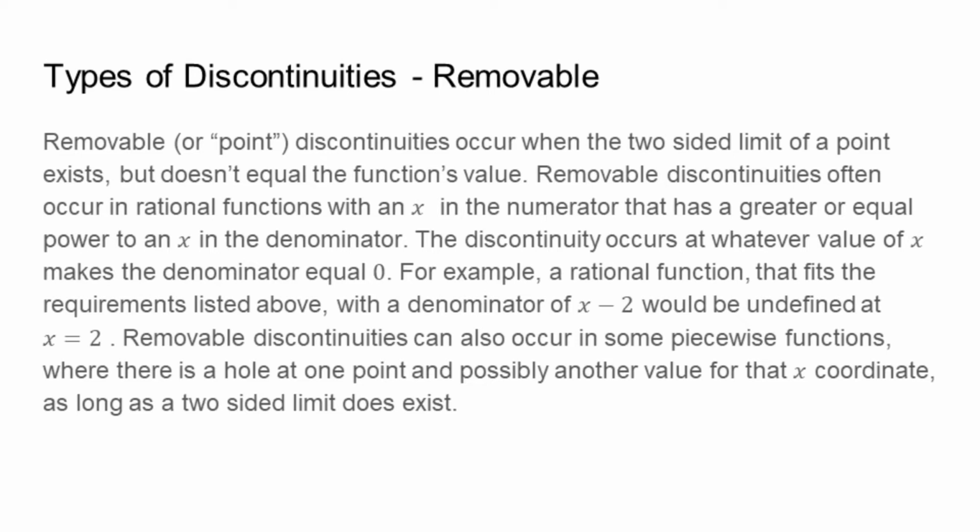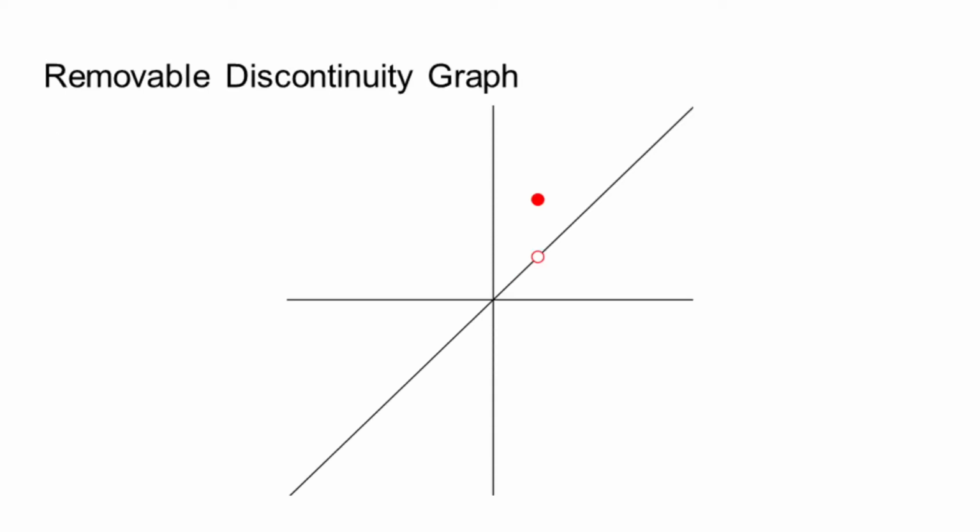For example, a rational function that fits the requirements listed above with a denominator of x minus 2 would be undefined at x equals 2. Removable discontinuities can also occur in some piecewise functions where there's a hole at one point and possibly another value for that x-coordinate as long as a two-sided limit does exist. This is the graph of a removable discontinuity. I'd like to point out that the graphs shown do not necessarily match the examples listed in the text.